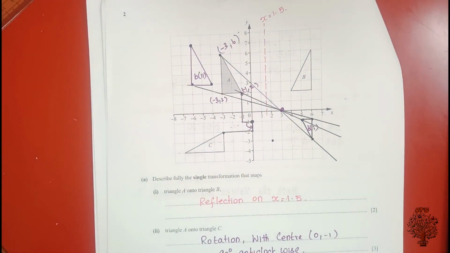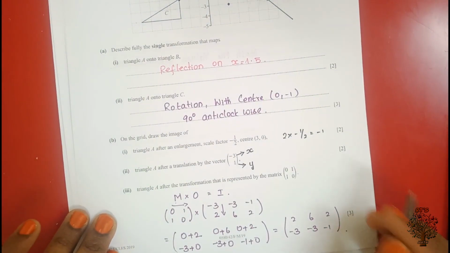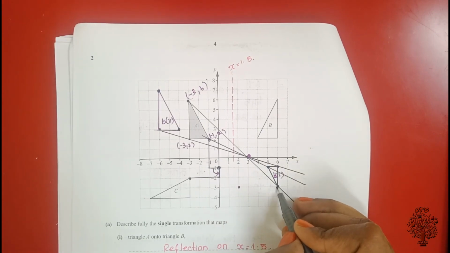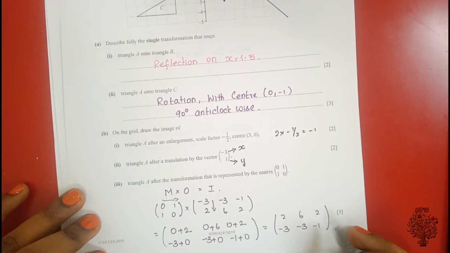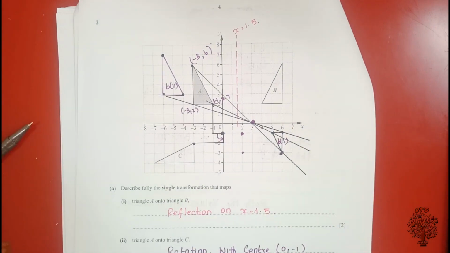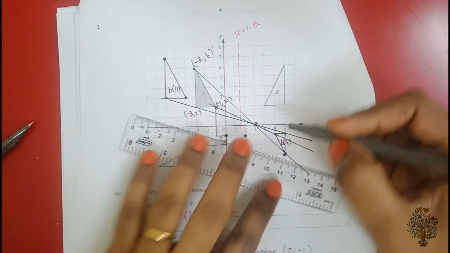Okay, then I can go for the next point, 6 comma negative 3. 6 comma negative 3 is here. Okay, and the next one is 2 comma negative 1. So 2 comma negative 1 is here. Okay, join them. I'll be joining this.